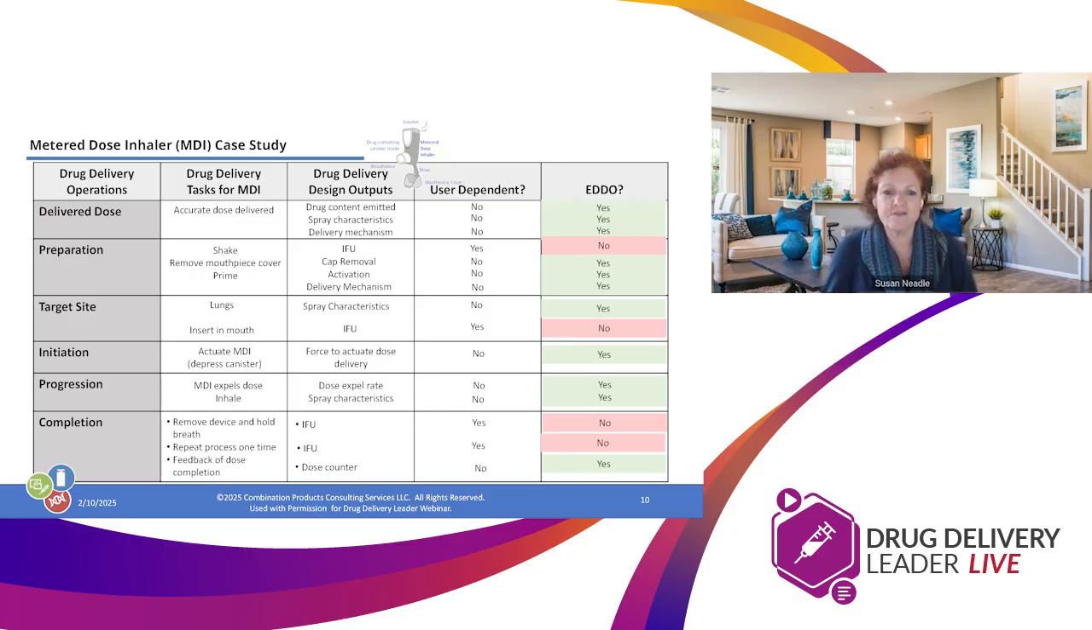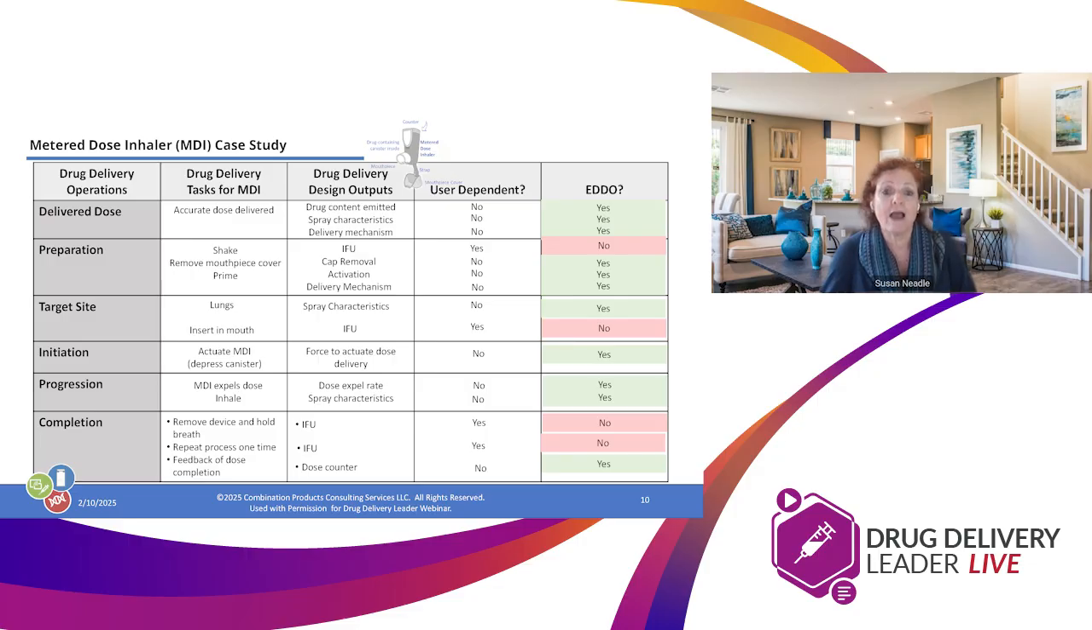When I want to prepare to give myself a dose with my metered dose inhaler, I've got to shake it to make sure everything's homogeneous inside. I've got to remove the mouthpiece cover and prime it before I'm going to deliver my dose. So what are my drug delivery outputs associated with that? My instructions for use is going to give me some guidance on the shaking and how long to shake it for. I've got to do my cap removal. I've got to activate the spray mechanism and the delivery mechanism itself of the preparation.